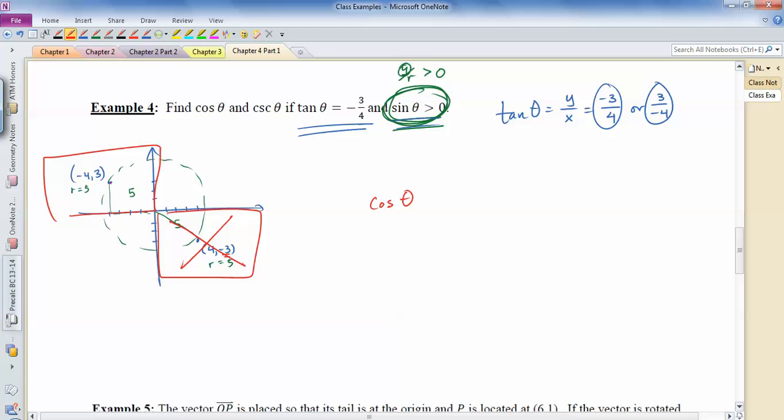Okay, so cosine theta is x over r. So in this case, x is -4 and r is 5. And cosecant theta is r over y. And so that ends up being 5 over 3. Okay, and then there are your two answers.